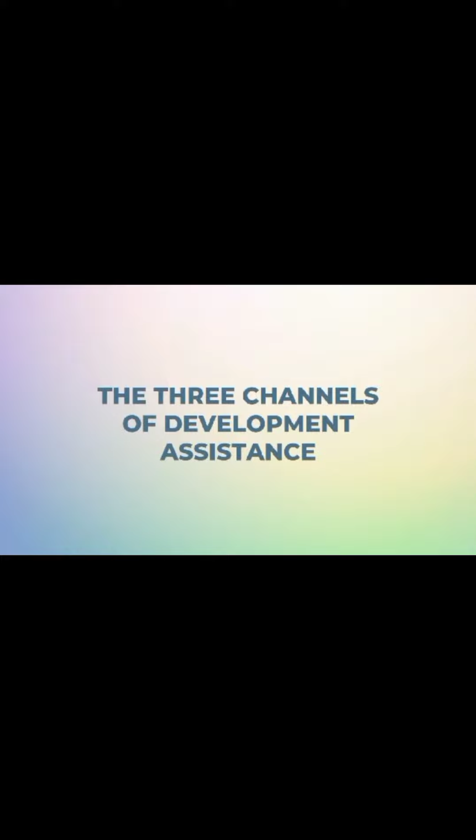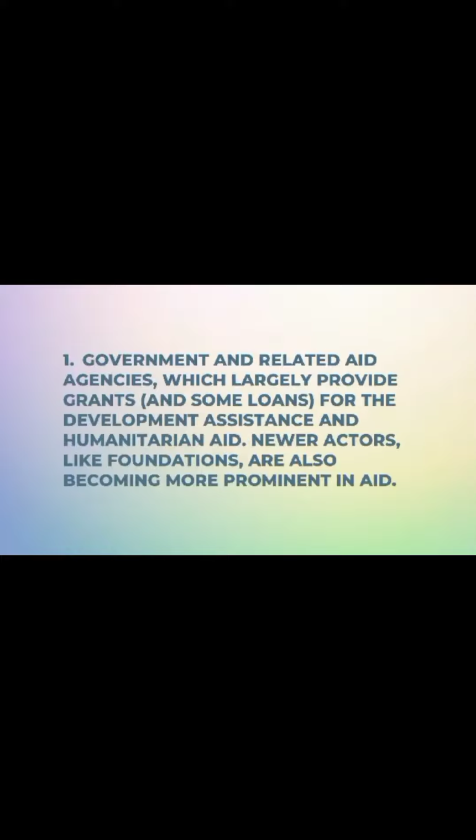There are three channels of development assistance. First is the government and related aid agencies, which largely provide grants and some loans for development assistance and humanitarian aid. Newer actors like foundations are also becoming more prominent in aid. These are the agencies offering loans for assistance and humanitarian aid. For example, USAID, United States Agency for International Development, Department of Foreign Affairs, Australian Aid, Ministry of Commerce.